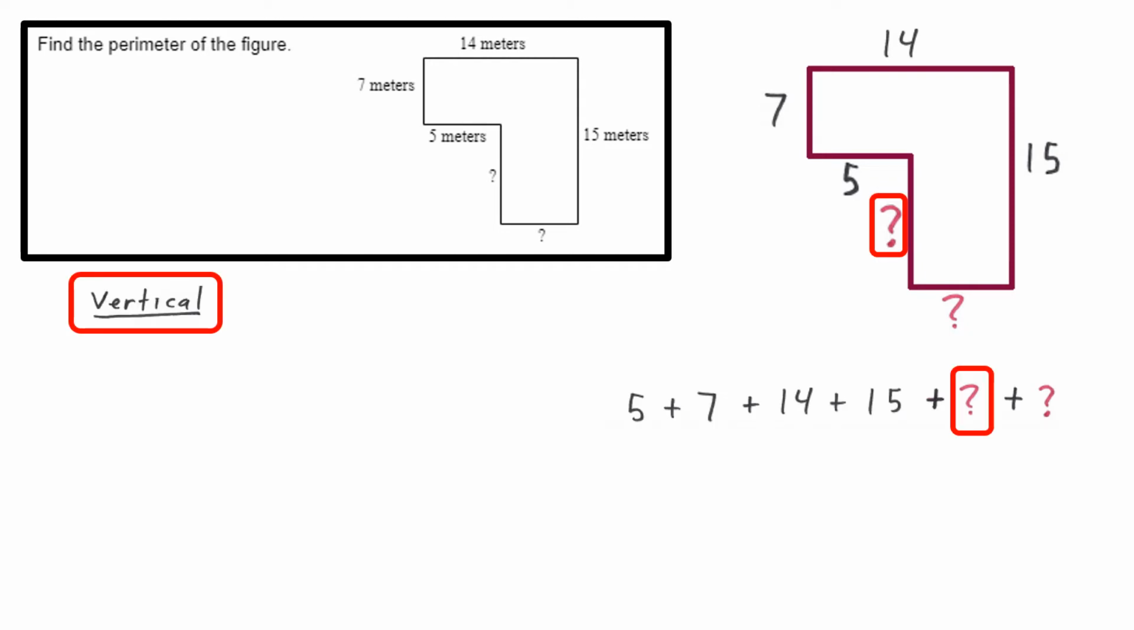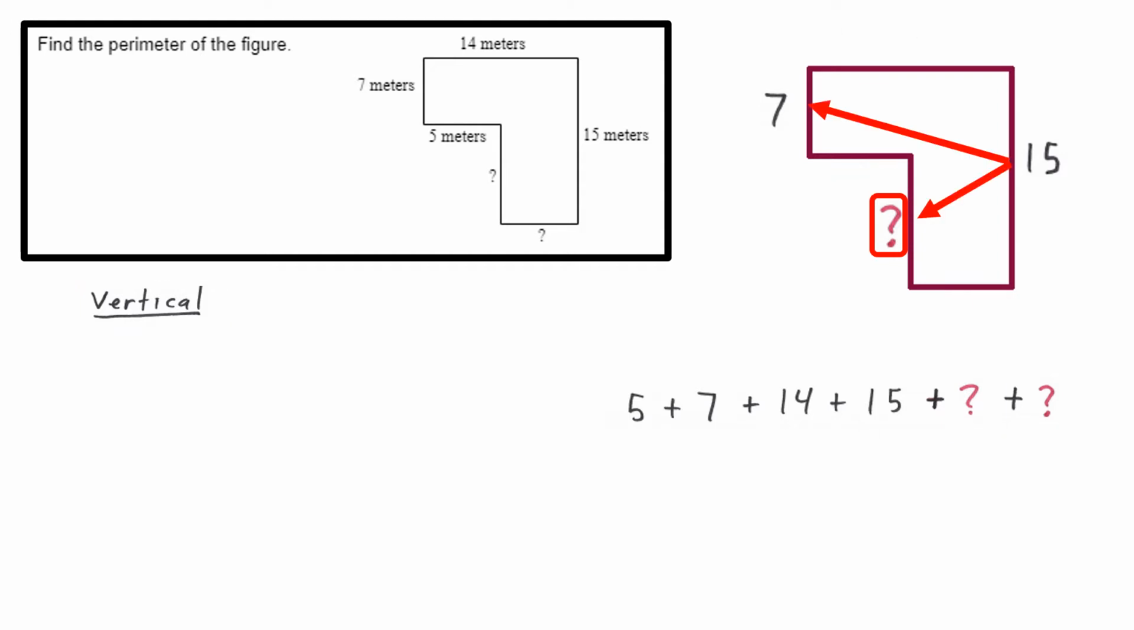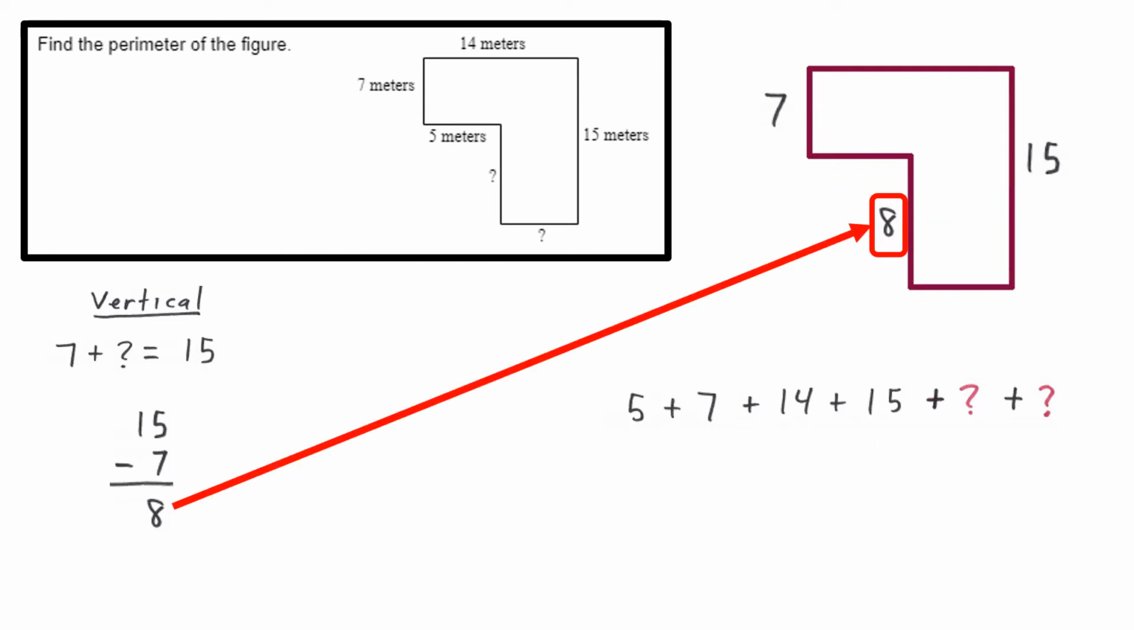To find the vertical piece, notice that the vertical pieces on the left, the 7 and the unknown question mark, take up the same vertical distance as the piece on the right, which we know is 15. So 7 plus the question mark has to equal 15. We can find the value of the question mark by subtracting 15 minus 7, which gives us 8. So that 8 is the unknown vertical piece, which means we can also put the 8 in our sum down below.